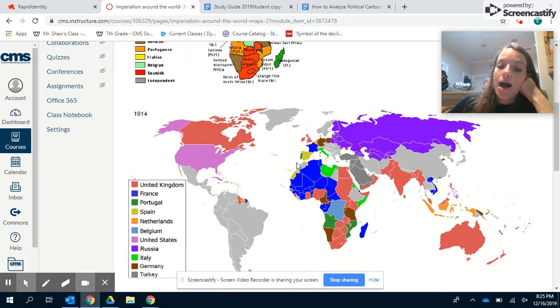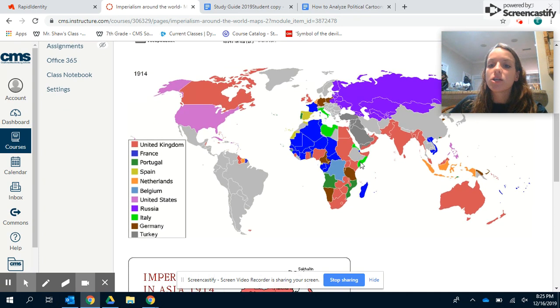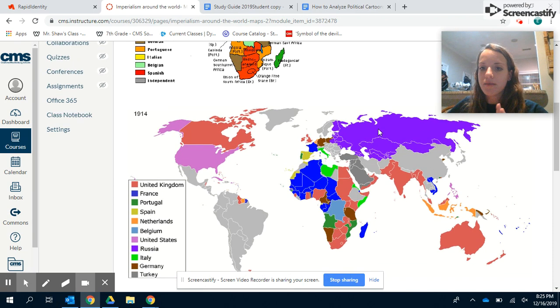But you need to know, like on your worksheet, it asks for C, which nation had the largest empire in the world? So that's obviously this map. Make sure you're looking at the key. Make sure you're also thinking about the question. It says European nation. Everybody automatically says Russia. But Russia is technically an Asian country, so that cannot be the answer.